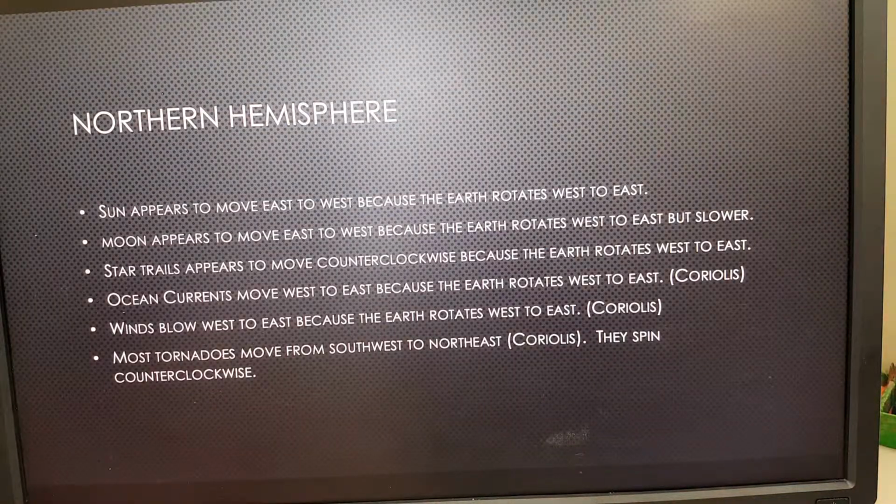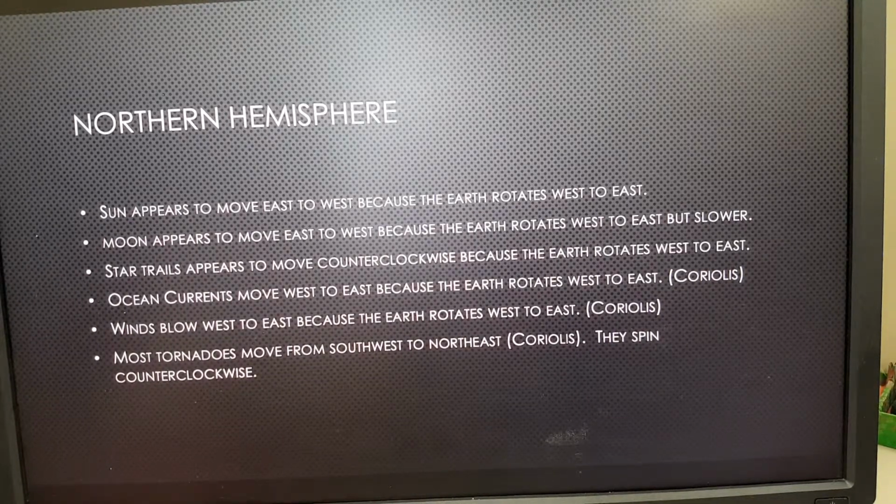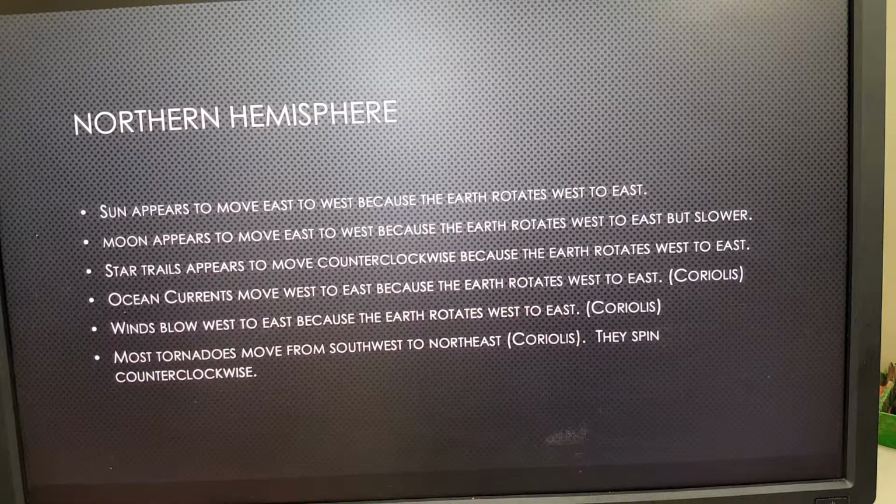In the northern hemisphere, let's look at all the things we've proven in the past few weeks. The sun appears to move east to west because the Earth rotates west to east. The moon also moves east to west because the Earth rotates west to east. However, the moon is moving west, so it appears to move slower. Star trails appear to move counterclockwise because the Earth rotates west to east.